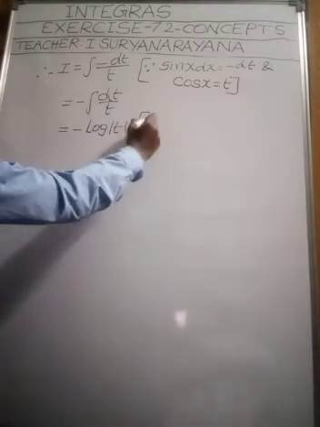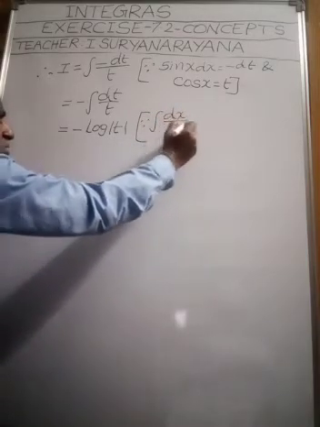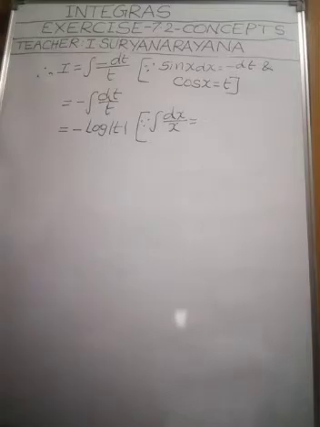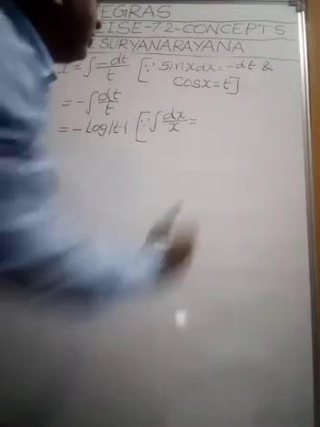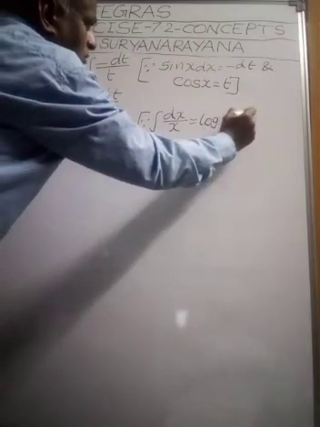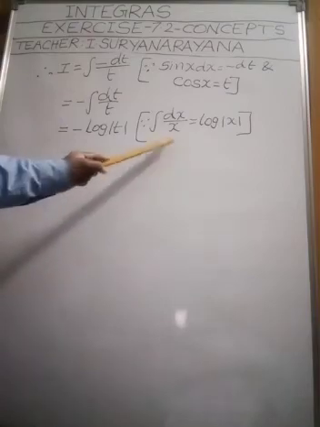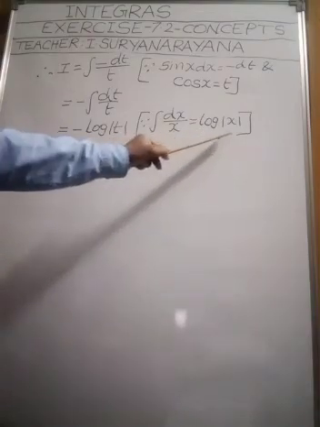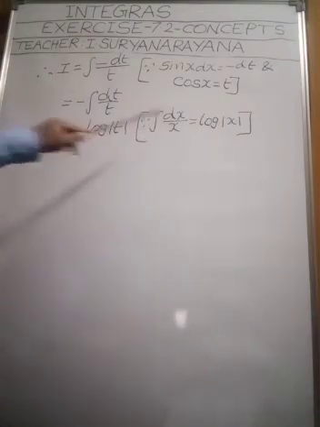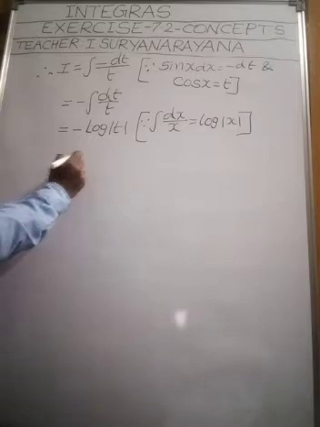Because integral dx by x is equal to log mod x. Do you remember this formula, my children? Integral dx by x is equal to log mod x. By using this integral formula, we wrote this step. Understood this step, my children? Right. This is equal to minus.